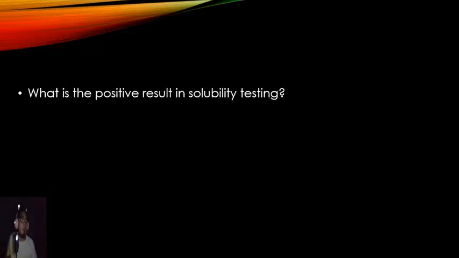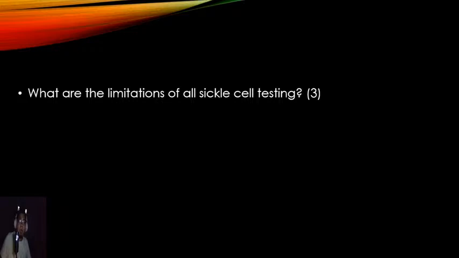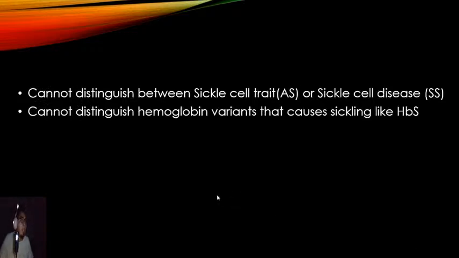What is the positive result for solubility testing? Well, if the patient has sickle cells, or you've induced sickling to the patient's cells, you are going to observe turbidity. And there are limitations, of course, for testing. It cannot differentiate sickle cell trait or sickle cell disease. What do you mean by sickle cell trait and sickle cell disease? It cannot distinguish hemoglobin variants, of course, caused by sickling, like HbS.